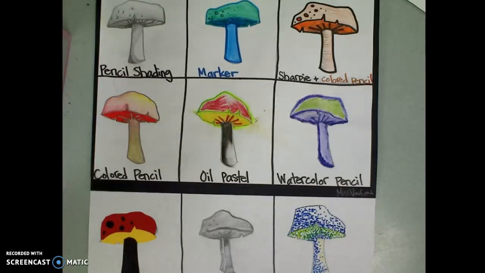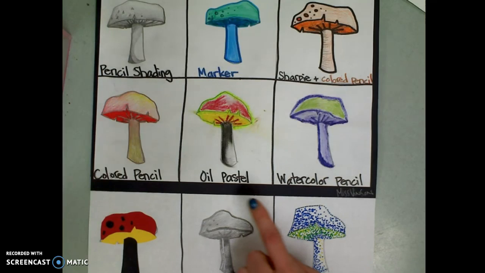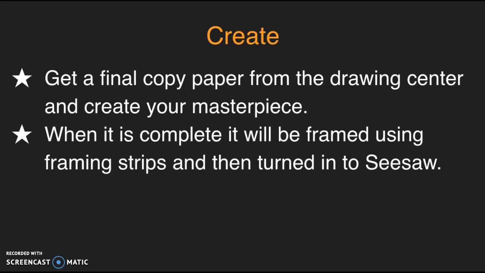Back to the example of the mushroom, here you can really see how the choice of media can affect your final artwork. The first box shows pencil shading. Over here we have marker, Sharpie and colored pencil. Here's regular colored pencil without the Sharpie, oil pastel here in the middle, watercolor pencil, paper collage, graphite stick, and stippling with marker. Working on your final paper is the create step of the design process that we're going through.